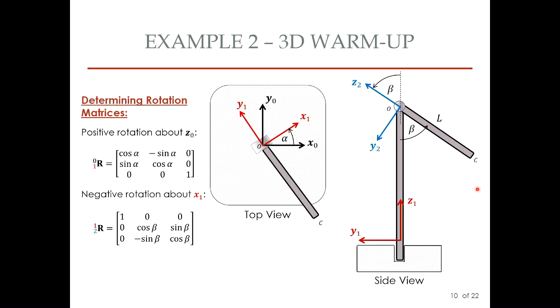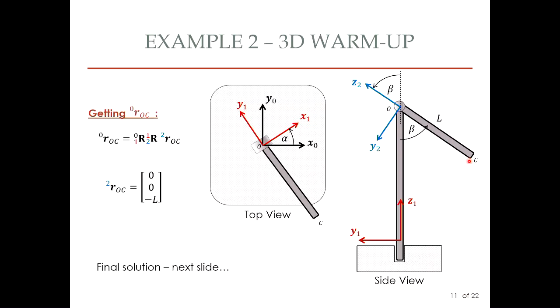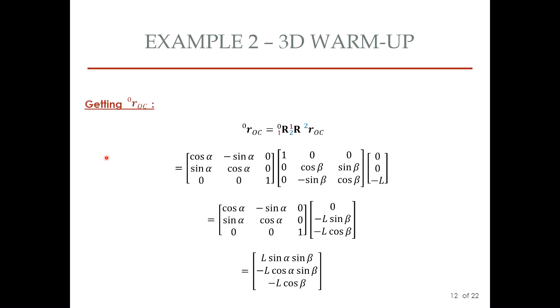So what I will need to do to find this vector ROC in frame 0 is just to rotate this ROC in frame 2, from 2 to 1, then from 1 to 0, right? And then I get my result. So this is, as you said, 0, 0, minus L. And then I need to pre-multiply it by these rotation matrices to get the desired result. Okay, so the full calculation is here.